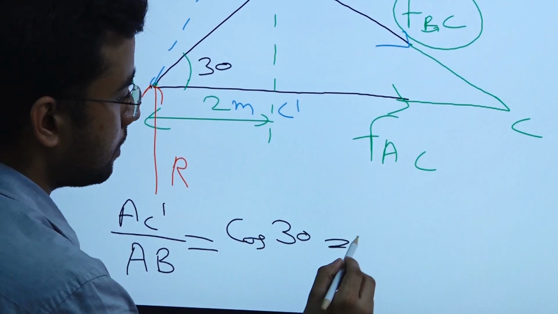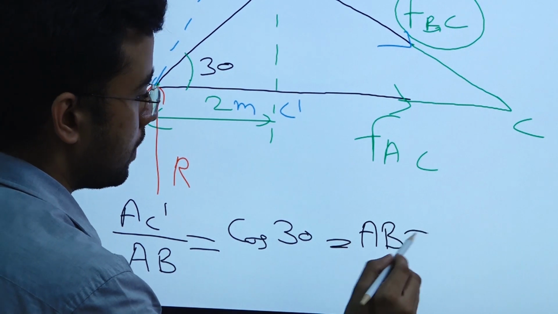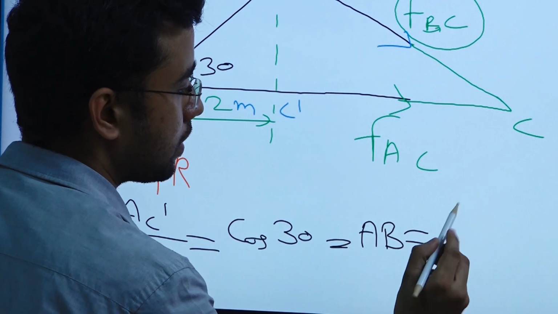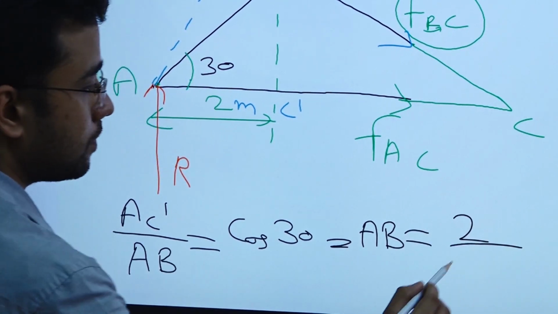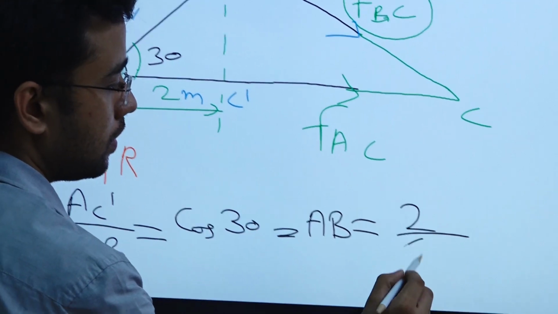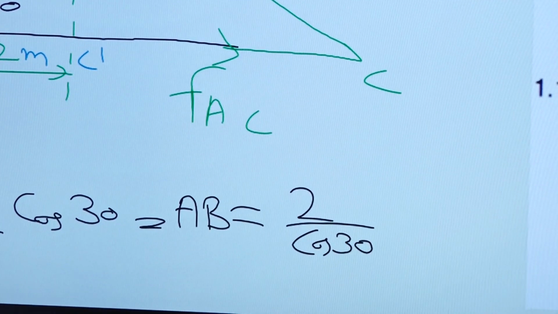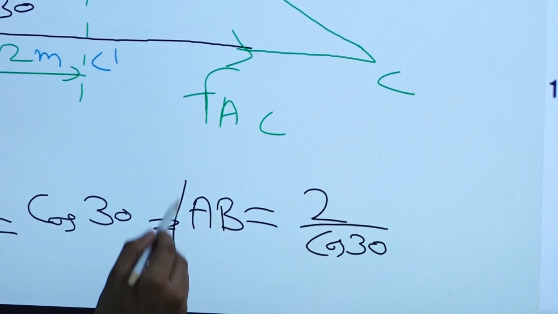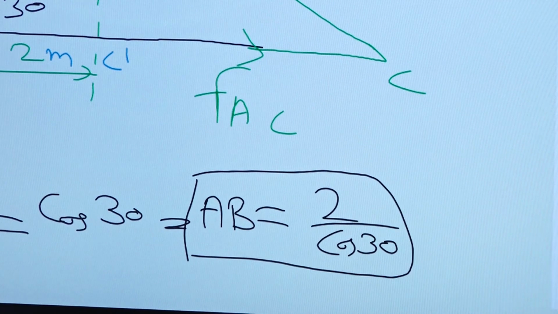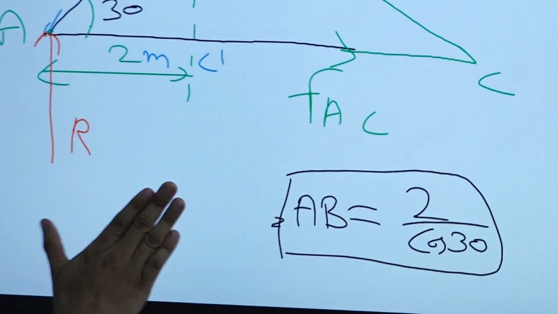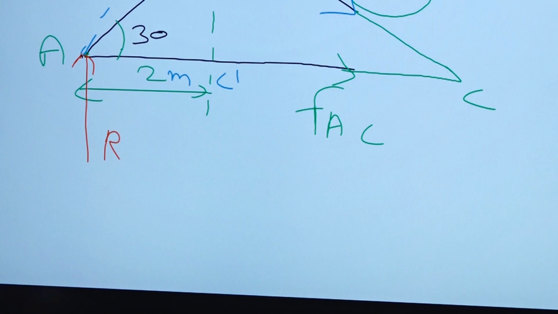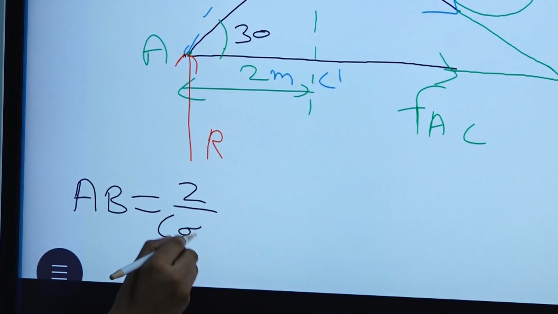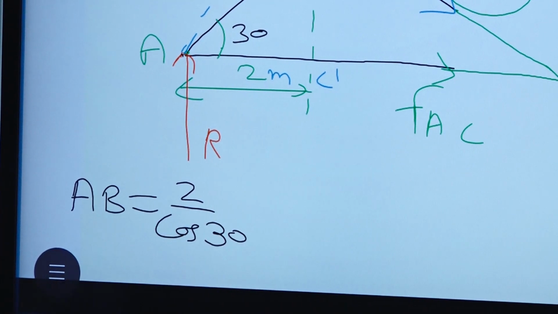So what we will find out AB as? AB is equal to AC dash, 2 meters, divided by cos 30. What is the cos 30? So anyway, we will just put cos 30. We won't put the value root 3 by 2. We will simply put cos 30, right. So we got this. AB is equal to 2 by cos 30. I will just rub it off to save the space. Okay, 2 by cos 30.